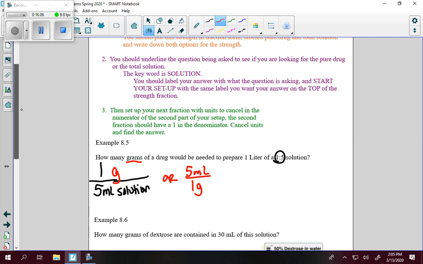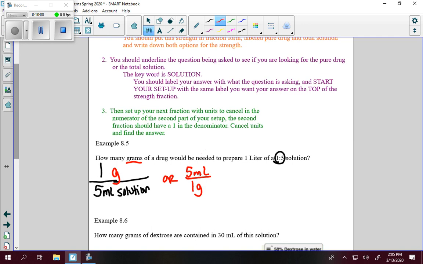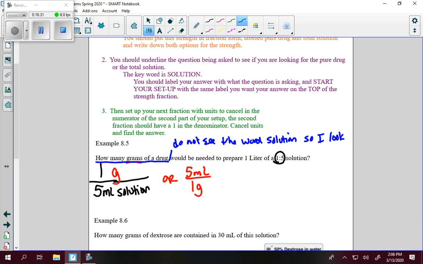The next step says you should underline the question being asked to see if you are looking for pure drug or total solution. Your key word here is solution. So we're going to underline it until I see the pure drug, here it is, and the word after it, I do not see the word solution. So I am looking for pure drug.